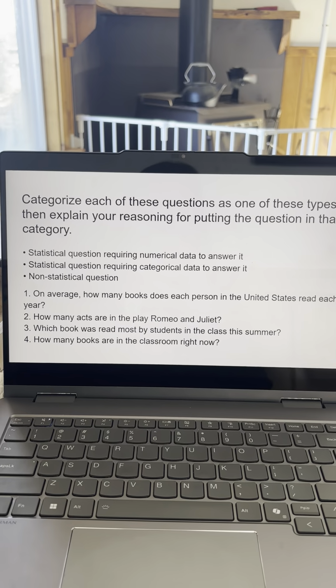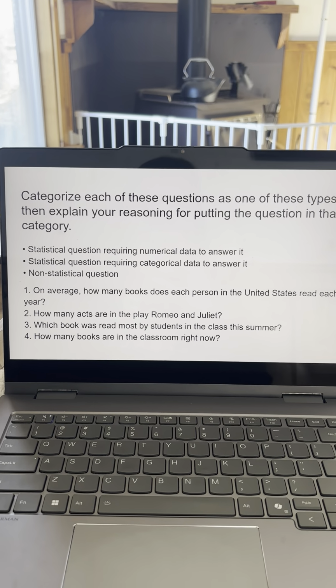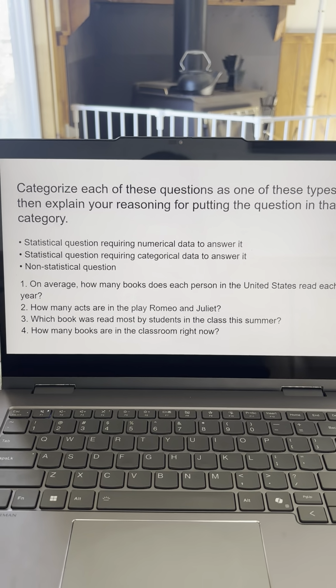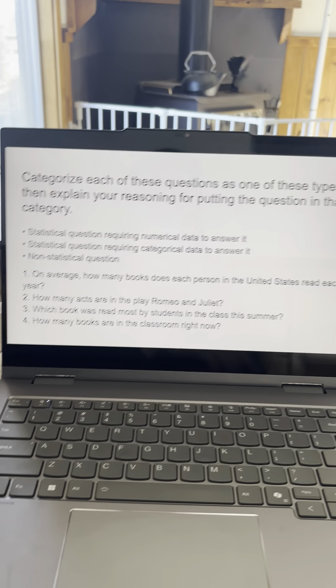And then the bottom one, how many books are in the classroom right now? Again, that's non-statistical because there's only one answer to make that true.